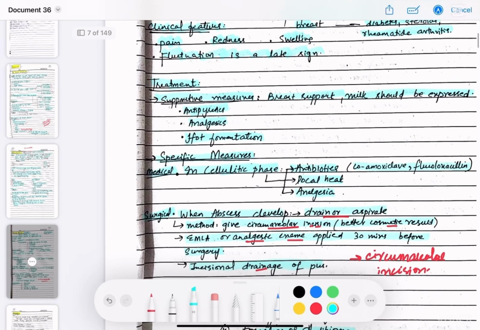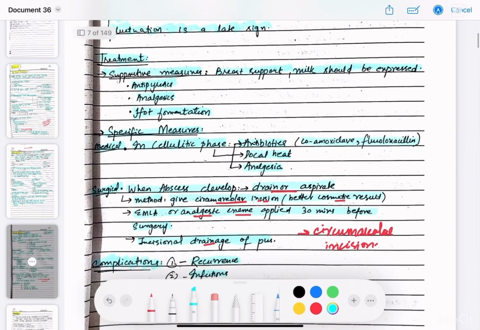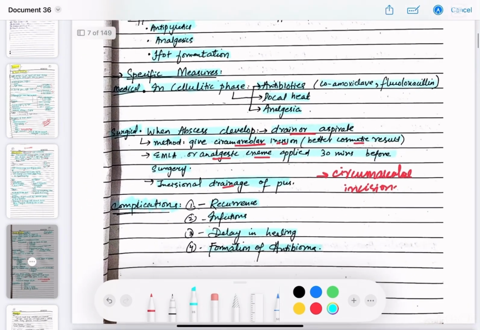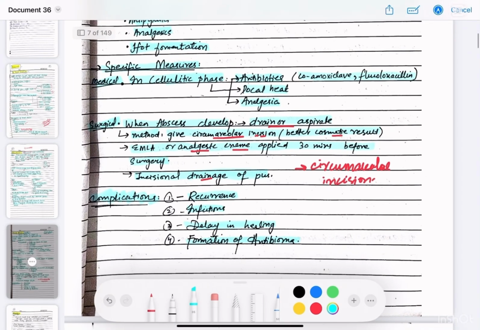The supportive measures are breast support, milk should be expressed, antipyretics, analgesics, and hot fomentation. The specific measures in the medical, cellulitic phase are antibiotics, local heat, and analgesia, which is co-amoxiclav and flucloxacillin. And the surgical measures are, when the abscess develops, drain or aspirate, then give a circumareolar incision for better cosmetic results, and analgesic cream is applied 30 minutes before surgery, and incisional drainage of the pus is done.